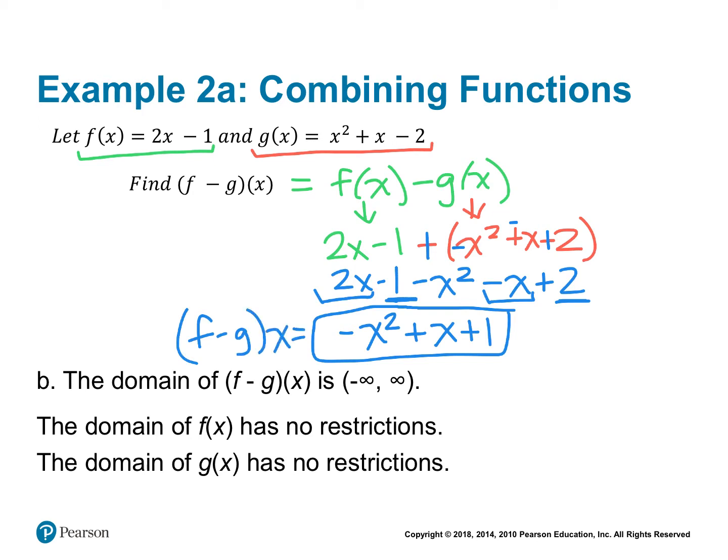Okay, we also are going to talk about the domain of this. So the domain of this is going to be -infinity to infinity because f has no restrictions here. 2x minus 1 doesn't have any division by 0 or negative square root possibilities. And same with this one. So we just have negative infinity to positive infinity would work for all the possible x values.